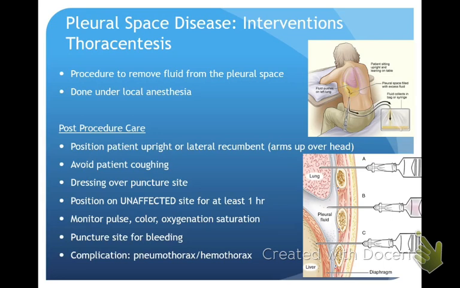So you're going to be listening post-procedure for your lung sounds. You want to avoid them coughing because if they did have a teeny tiny hole that did get plugged up right away, a cough could open that hole in the lung. Bleeding of the lung or bleeding of the liver is going to lead to a large hemothorax in that area.